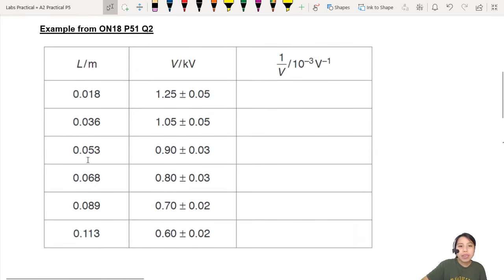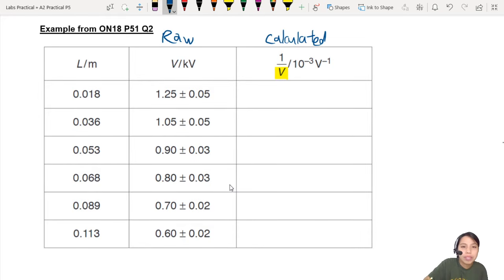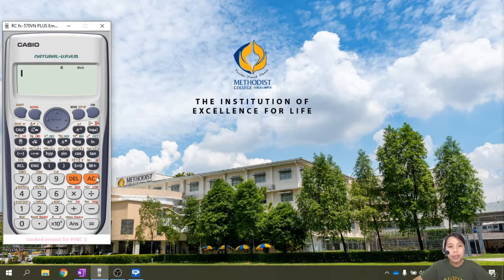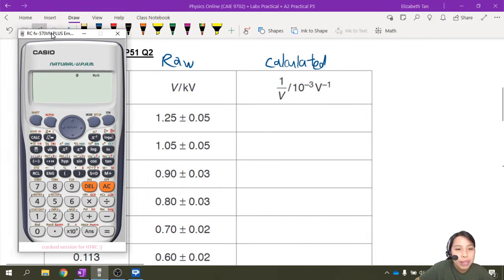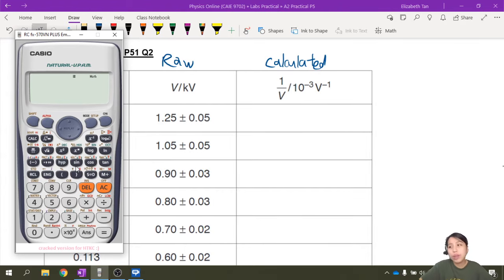So let's look at an example of how to apply this understanding of raw to calculated value. The first example is one from a past year. You can see where it's from, ON18, Winter 18, paper 5. So in this question, you look very carefully. What are we trying to calculate? They'll give you a blank space and you have to do some calculation. So this is what we call a calculated value. What are we calculating it from? Look carefully. V. Oh, so we are calculating 1 over V from this one. So you have to think about how you're going to calculate this. How do you know if it's a calculated value or not? You press a calculator. If every time you have to hold a calculator and press stuff, that means it is a calculated value.